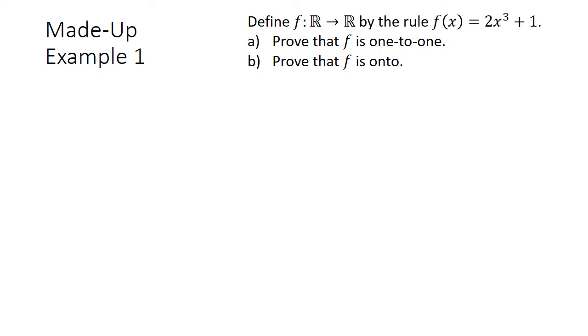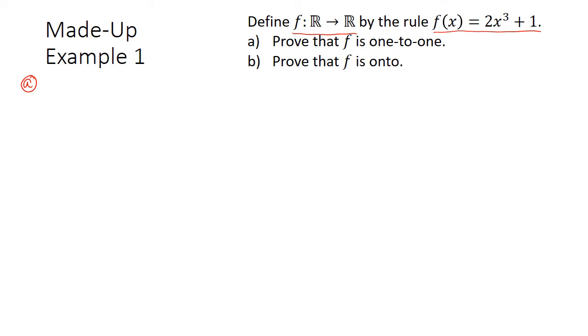Okay, so let's go over this one. So I'm defining little f from the real numbers to the real numbers. So the codomain and the domain are both the real numbers by this rule here, f of x equals 2x cubed plus 1. And first I'm going to prove that f is one-to-one.